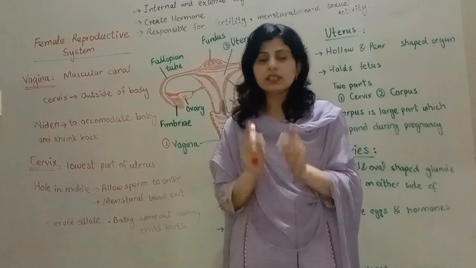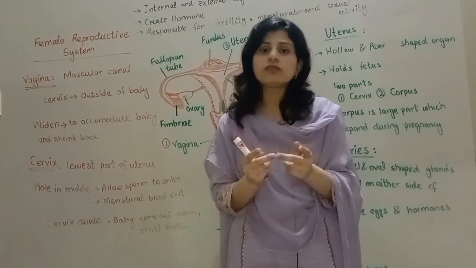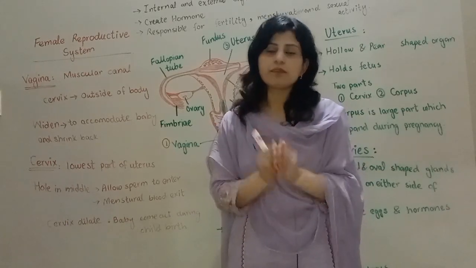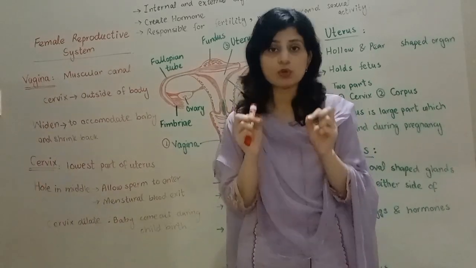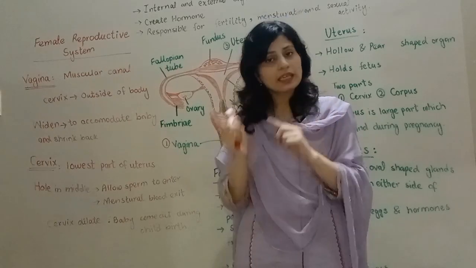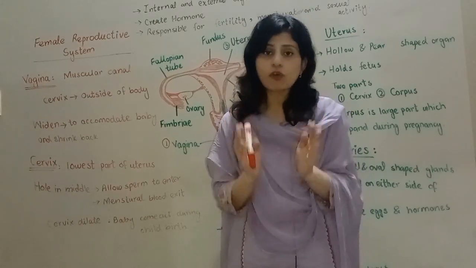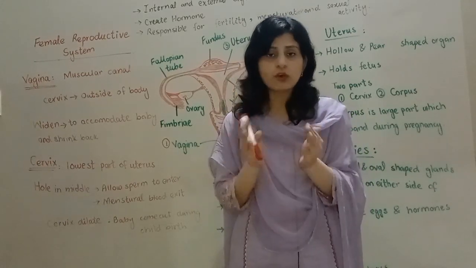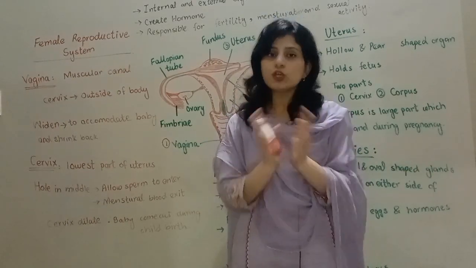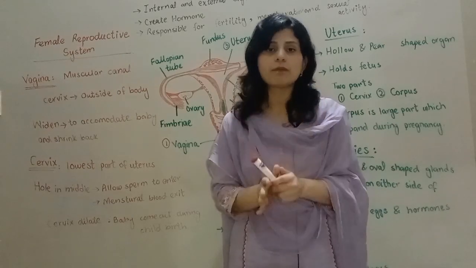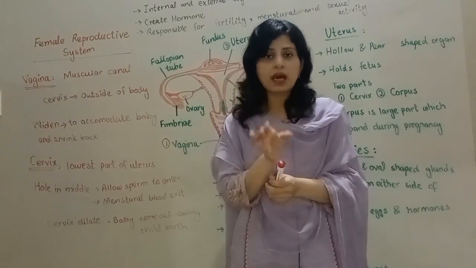But before we start, let's discuss the function of the female reproductive system. The basic function of the female reproductive system is to create hormones, and along with that, it is also responsible for your fertility, menstruation and sexual activity. That's all about the function of the female reproductive system. Let's start with the parts one by one.